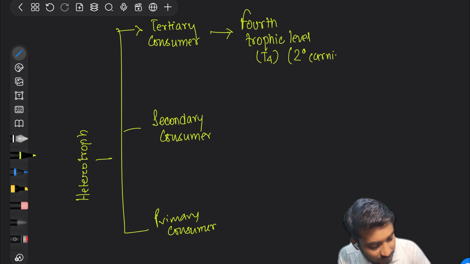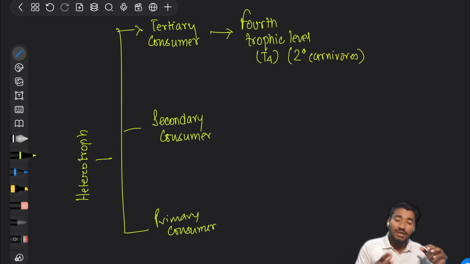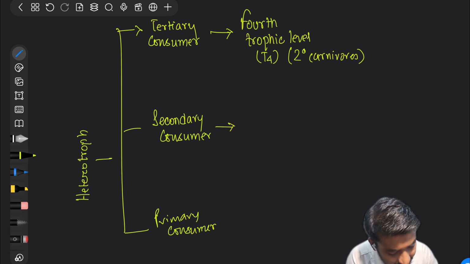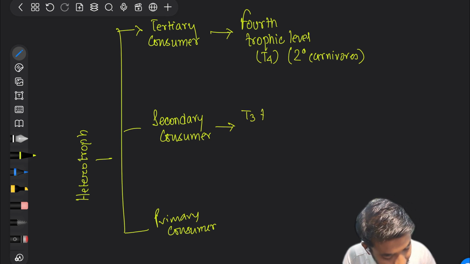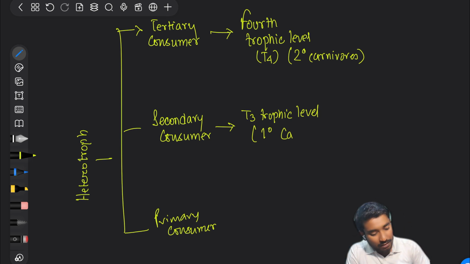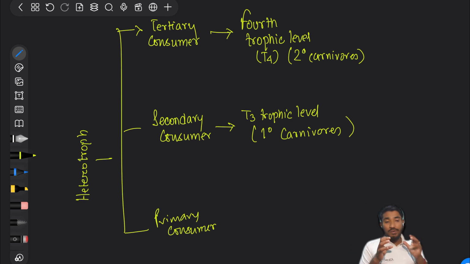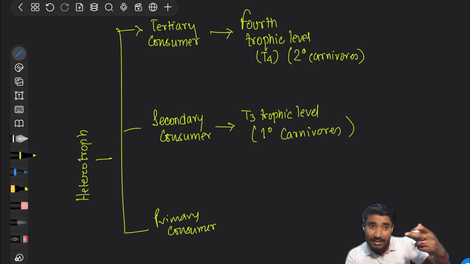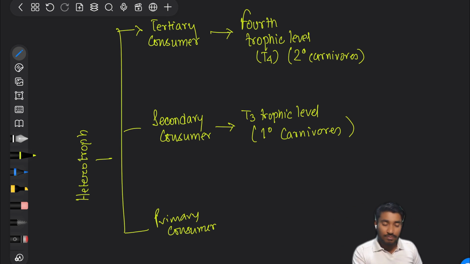Okay, now the secondary consumer is the third or T3 trophic level, or the primary carnivores. This is where you get puzzled at the time of examination. Primary carnivores are the secondary consumers, and the secondary carnivores are the tertiary consumers.